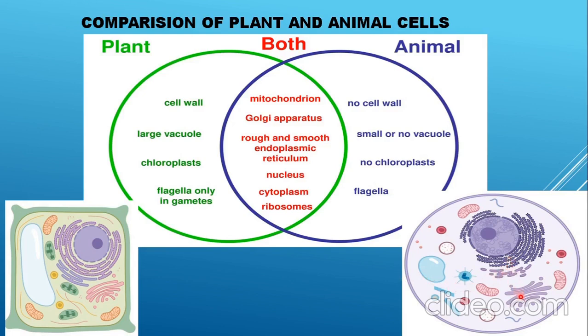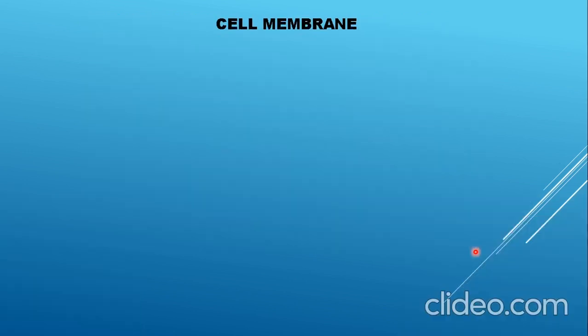Endoplasmic reticulum, Golgi bodies, mitochondria. About all these organelles we will learn in our upcoming lectures. So, the other features, everything remains the same or remains common in both plants and animals. Even with regard to function also, it is the same. Now we will go into the cell membrane.